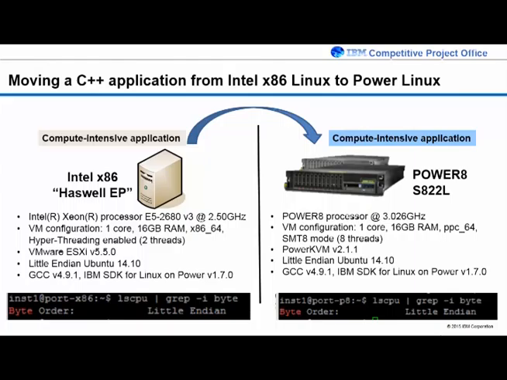Let's take a look at moving a C++ application from Intel x86 Linux to Power Linux. Here is a summary of both environments. Notice that both virtual machines are configured for one core, 16 gigabytes of memory, and are running the same release levels of software.